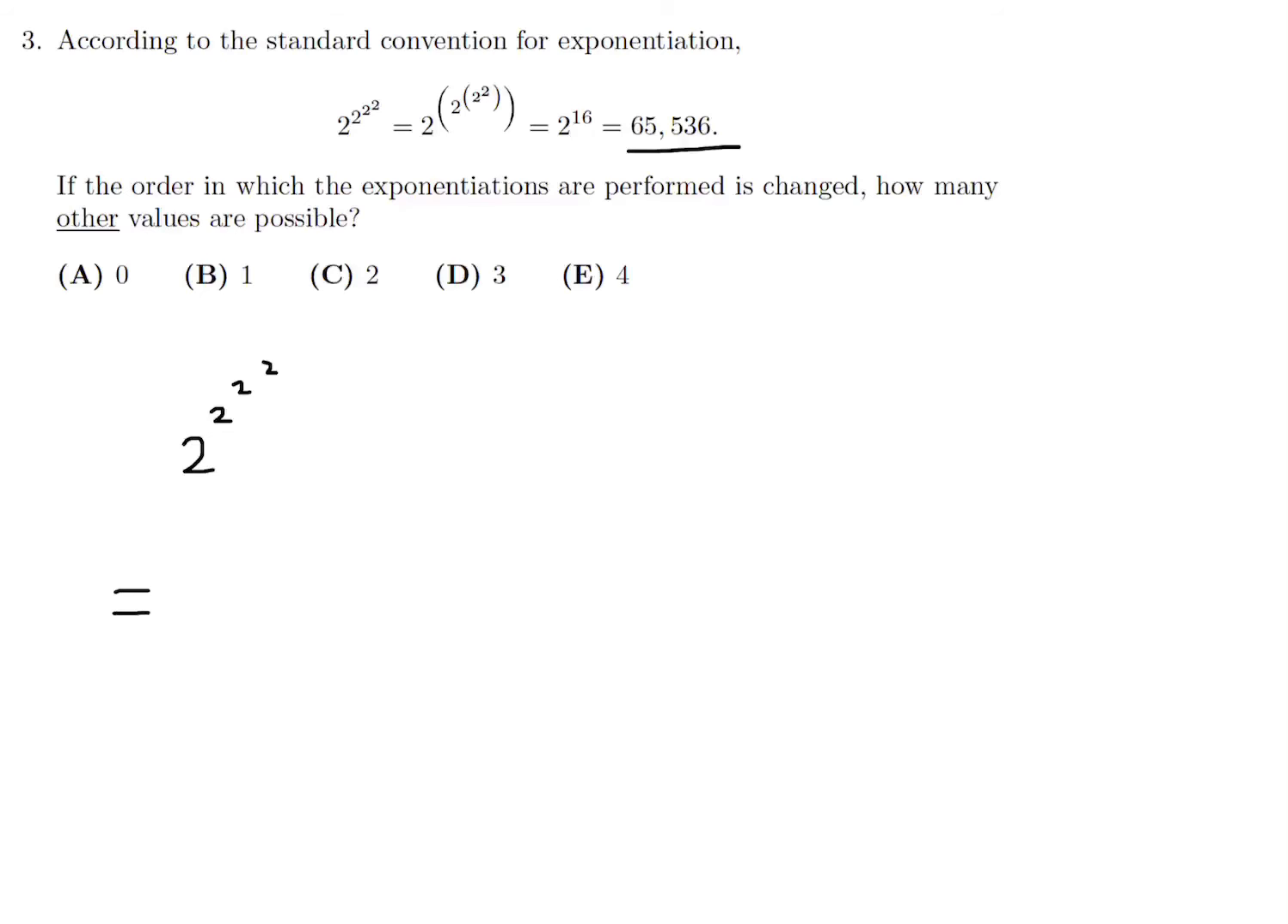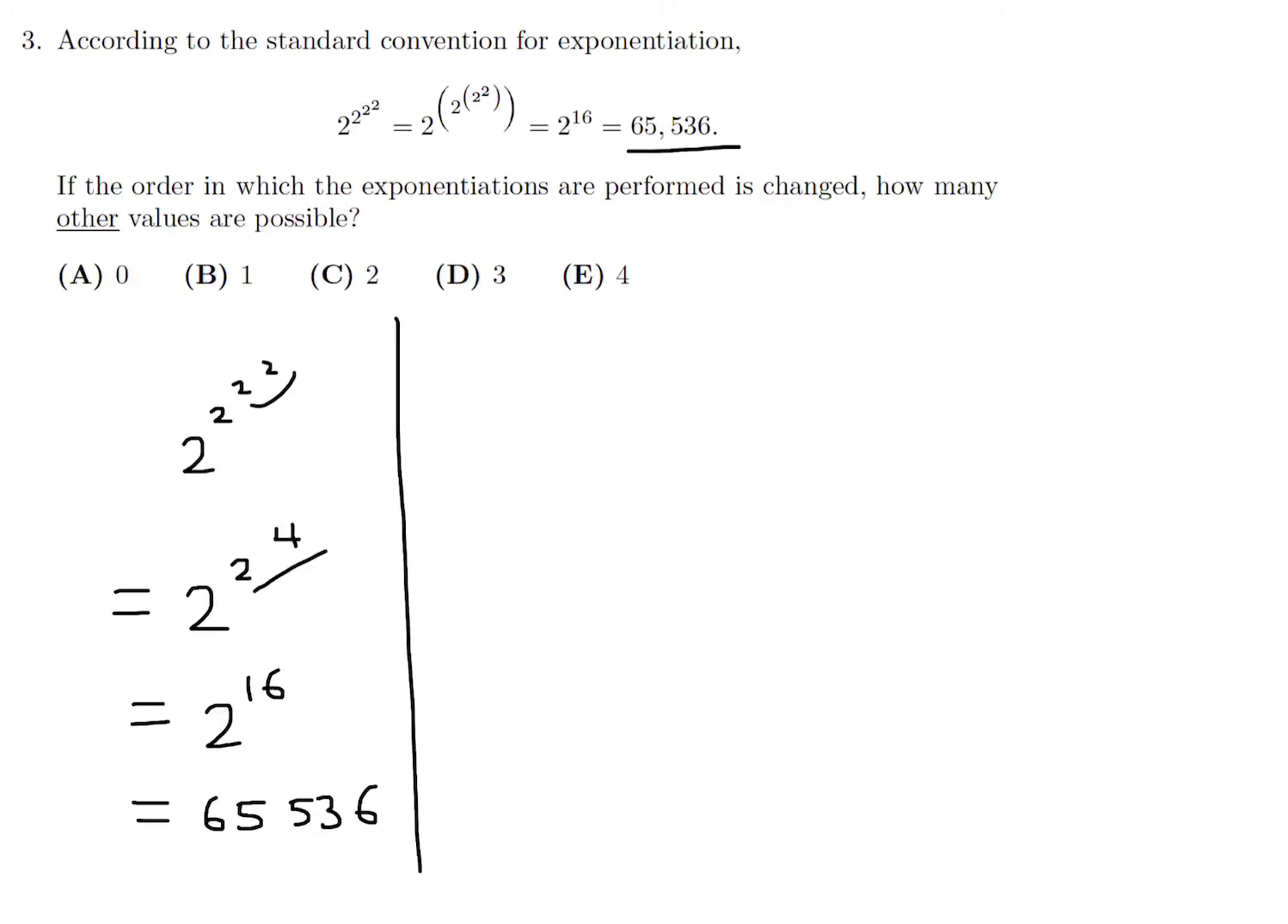So one way of doing this, of course, is just to say 2 to the power of 2, which is 4. I'm just doing it in a different order. And this will give you 2 as the base. 2 to the power of 4 is 16, and 2 to the power of 16 is 65,536, right? So that's one order, and we got the same result.